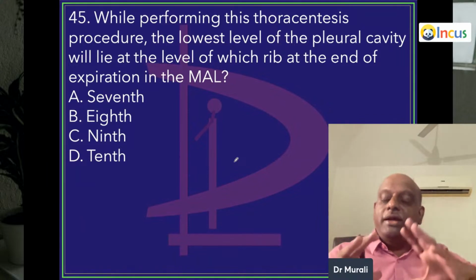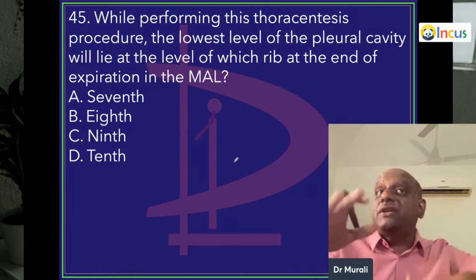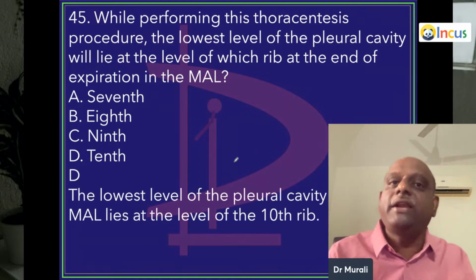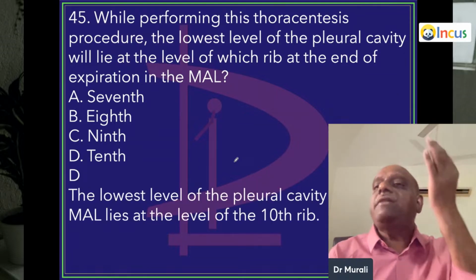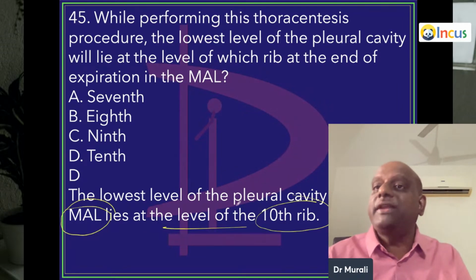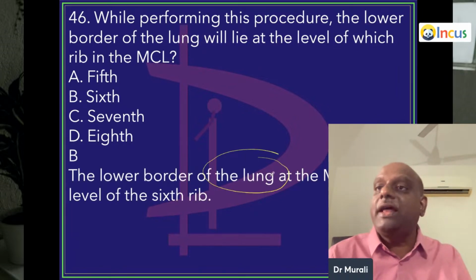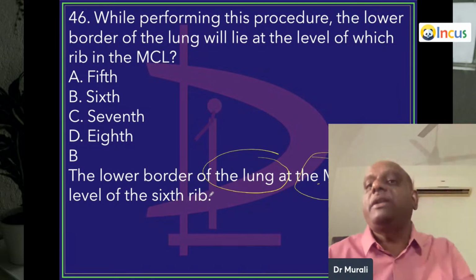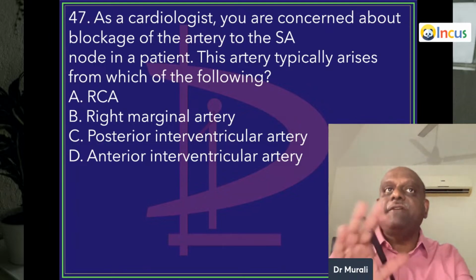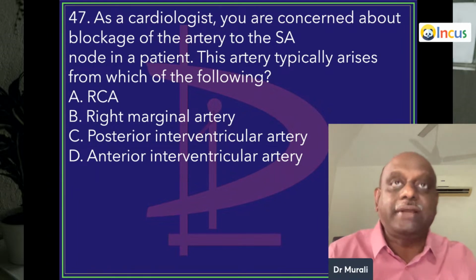Once more, what are the surface landmarks for the lung during various phases of inspiration, expiration? In the mid-clavicular, mid-axillary line, you need to be very sure. The lowest level of the pleural cavity in the mid-axillary line lies at the level of the 10th rib. Similarly, the lower part of the lung at the mid-clavicular level will be there at the 6th rib. So all these surface markings, anatomically, you need to remember, doctor.